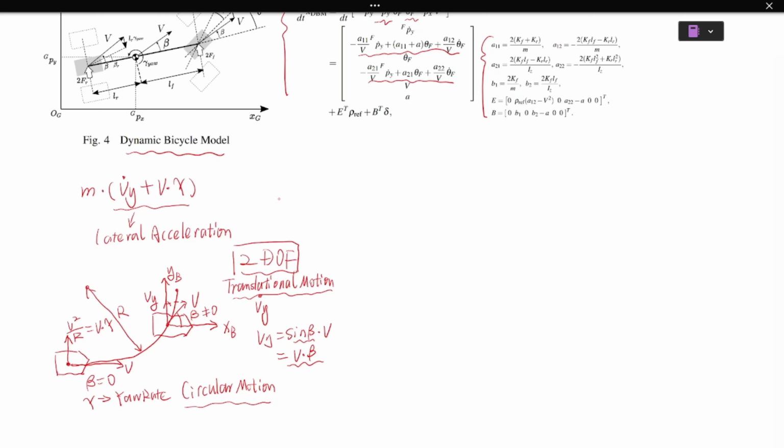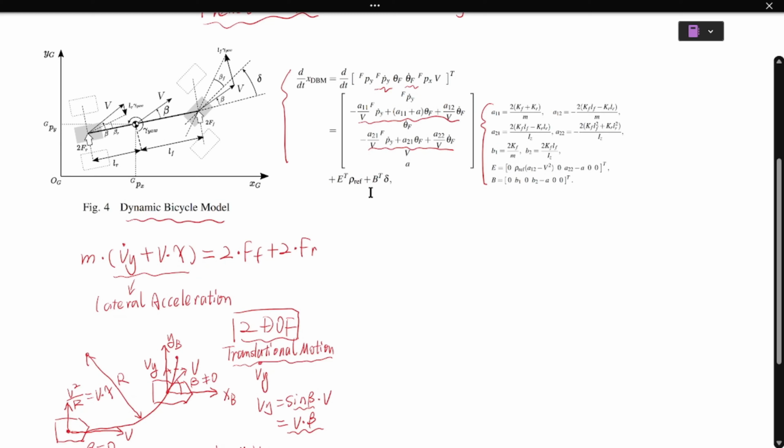Okay, continue. Equals 2 times FF plus 2 times FR. Here, FF and FR are front and rear tire lateral force. So this is the first equation.